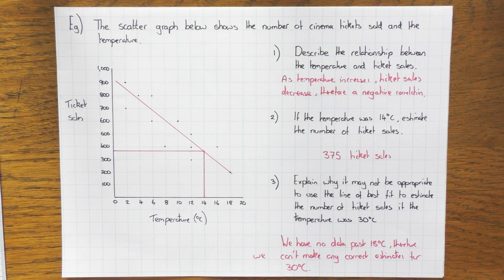So that's scatter graphs, guys. Nice and easy. If you remember positive, negative correlation, you remember to draw your line of best fit, and you definitely remember to use a pencil and a ruler in case you make a mistake.